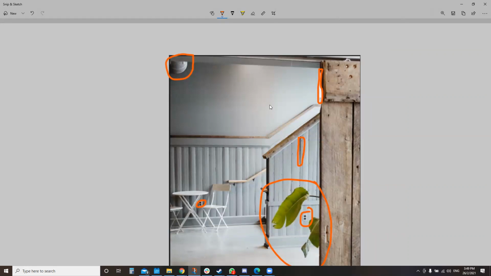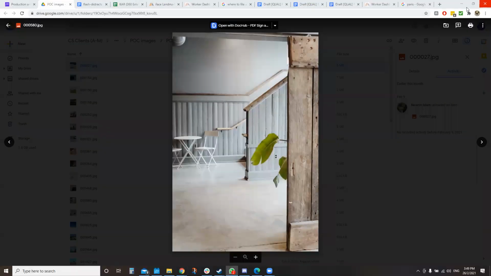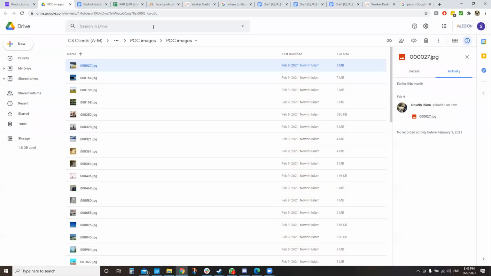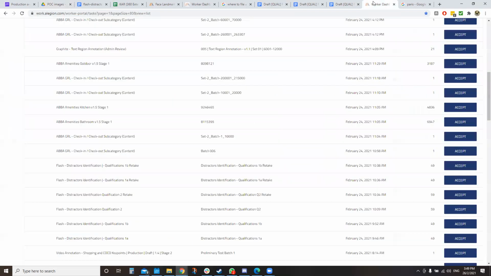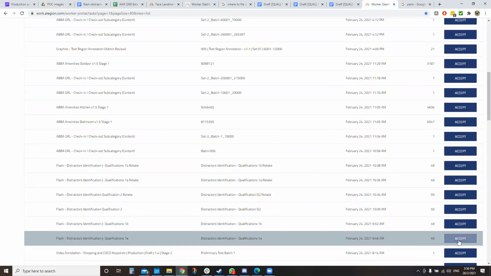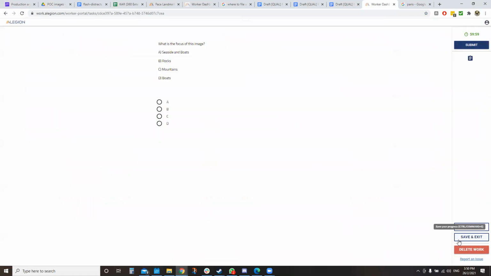Okay, so now next thing, I'm going to close all this. Okay, so that is the focus. Now let's talk about qual 1a. Qual 1a is a task where you are going to look at pictures and determine and pick what the focuses of an image are.